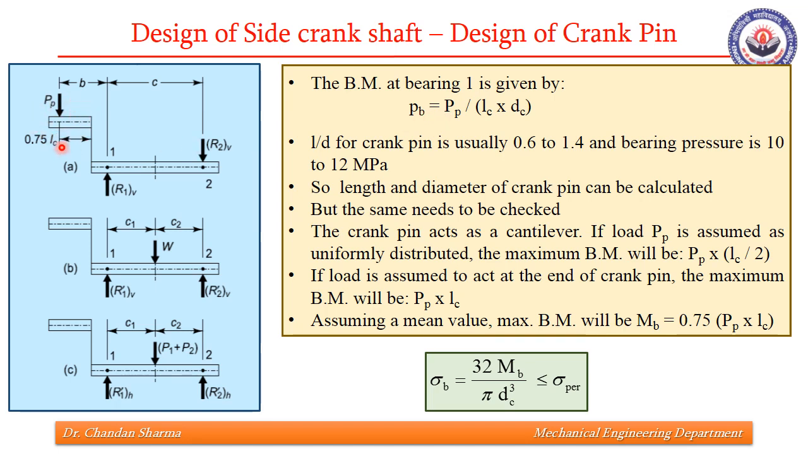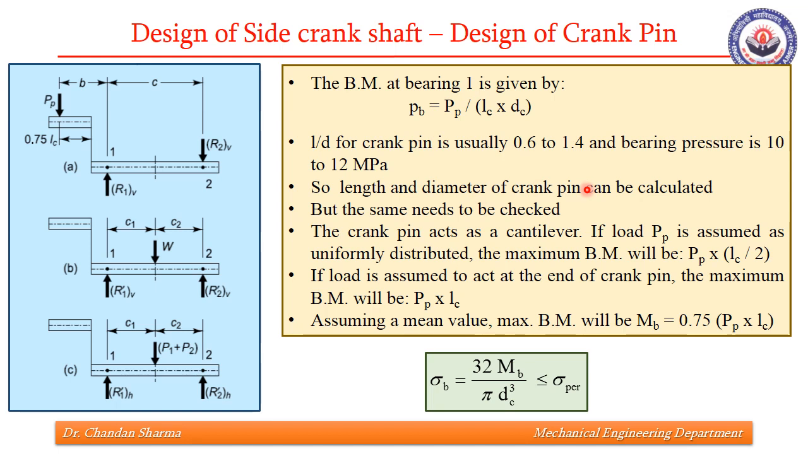This L by D ratio is generally 0.6 to 1.4 and bearing pressure is 10 to 12 megapascal. So if we see this equation again, we have converted L into D using this ratio. We already know Pb is in the range of 10 to 12 megapascal. So the only unknown left over here is DC, that is the diameter of the crank pin. And since we have assumed the L by D ratio, length can also be determined. So with this simple analysis, we have found the length and diameter of the crank pin.